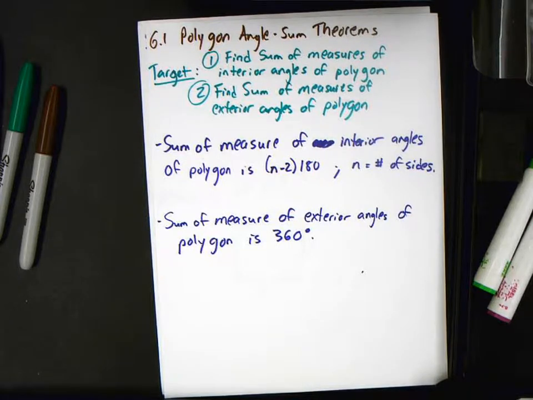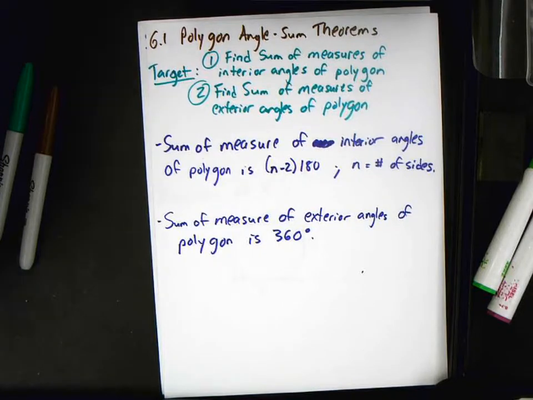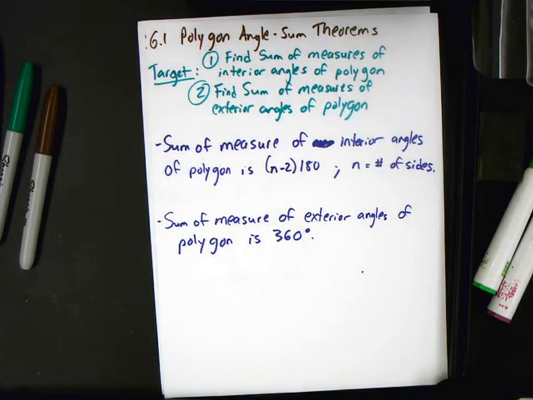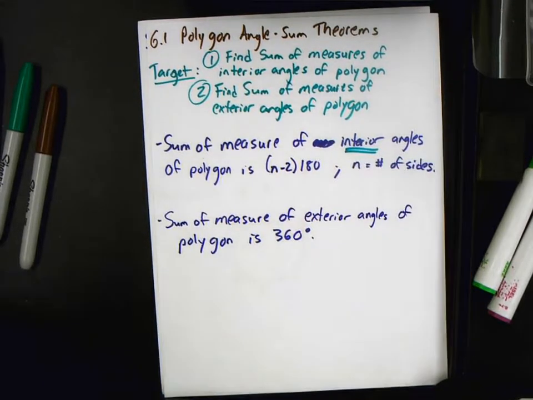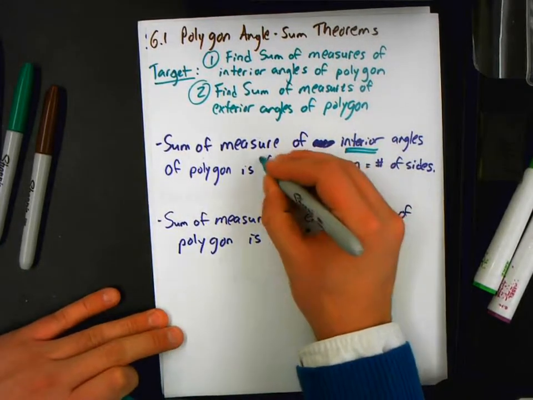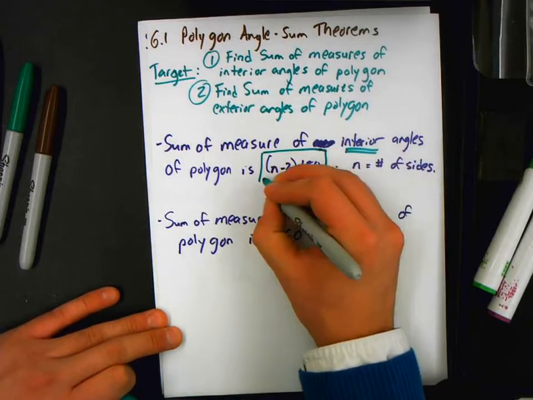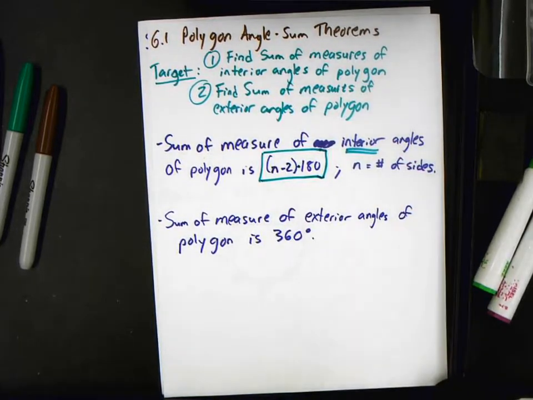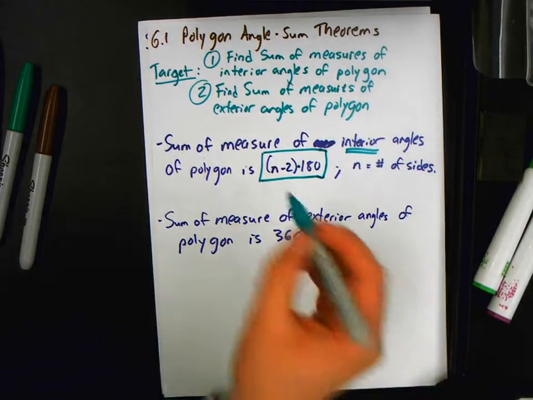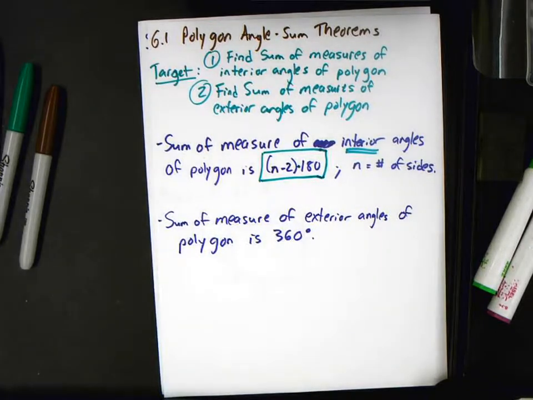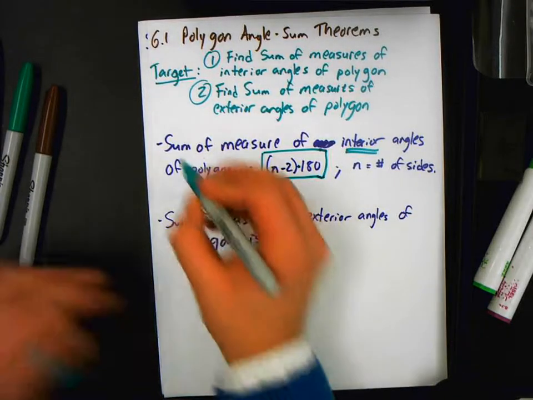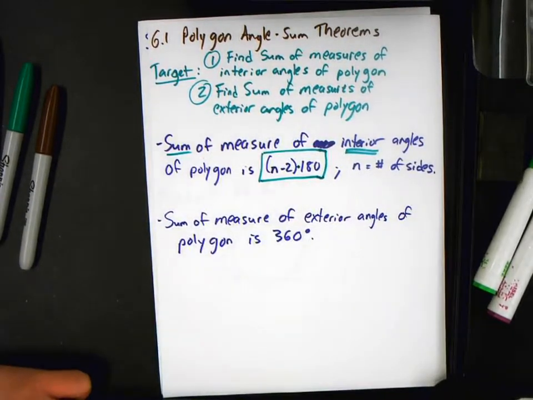The first theorem that I want to go through is, of course, corresponding to the first target, which is the sum of the measures of the interior angles of a polygon is equal to n minus 2 times 180. And n represents the number of sides. So you take the number of sides, you subtract 2, and you multiply it by 180. That number in degrees is equal to the sum of the measure of all of the angles inside of a polygon.